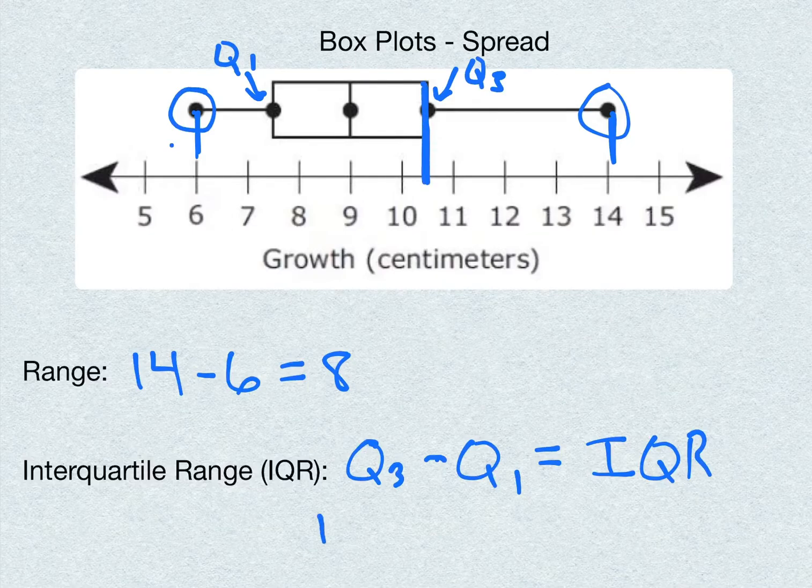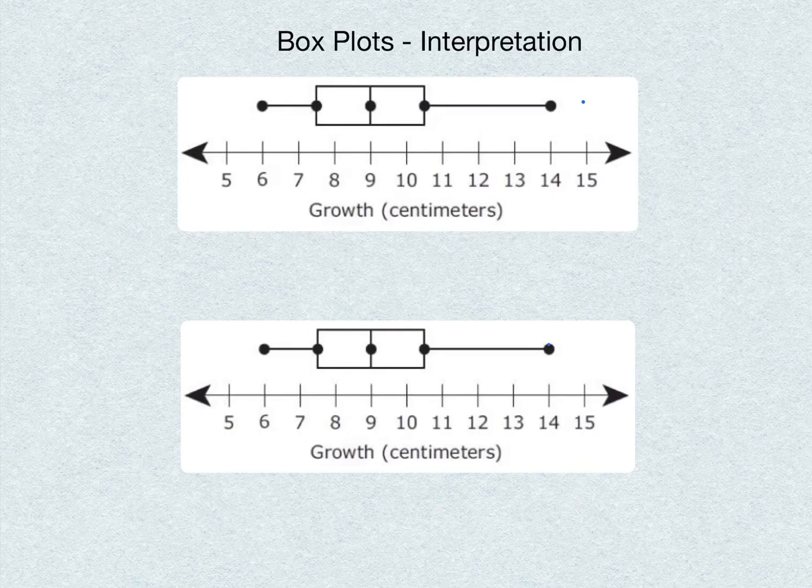So Q3 is right between 10 and 11, so that's going to be 10 and 5/10. Q1 is right between 7 and 8, so that's going to be 7 and 5/10. And when you subtract it, you get an interquartile range of 3. So that is the space between the first quartile and the third quartile in our box.